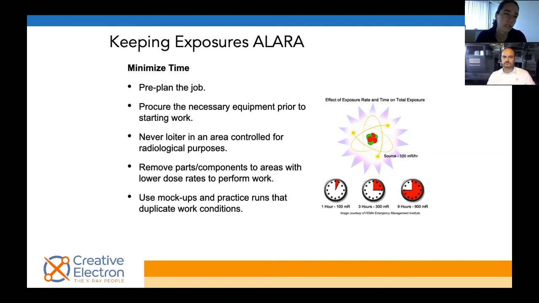With cabinet x-rays, there's not a whole lot of practicing before doing mock-ups and practice runs. This is more so for highly radioactive areas or different types of industries, because as we mentioned with the cabinet x-ray, anything that you're experiencing outside of that closed cabinet is so low to begin with. It's just more of a common sense, like just, do what you need to do. Don't leave the source on if it doesn't need to be on, and just limit your time as much as possible.